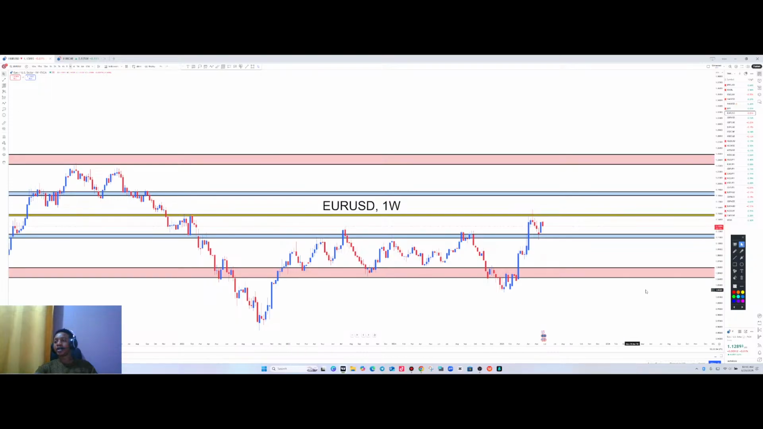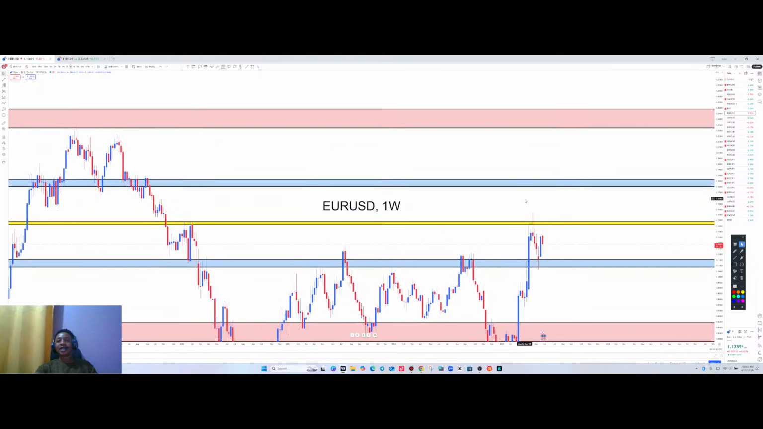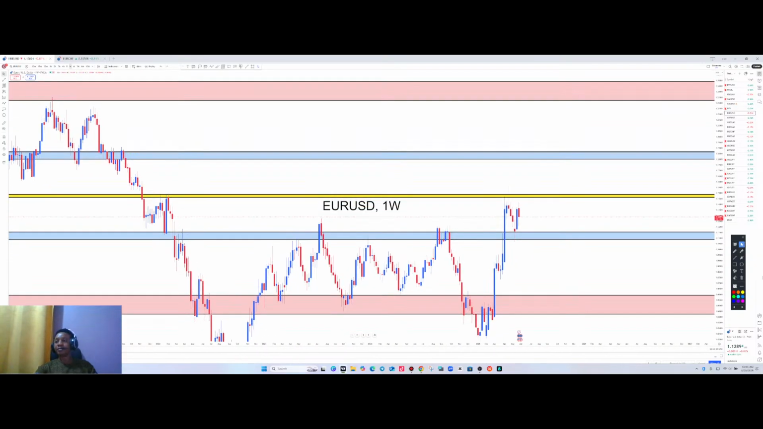Okay, so this is also the weekly time frame of EUR/USD. On the weekly time frame, we have the weekly mid-range zone. On the weekly, we can see an uptrend. Why? Because when price broke above the equal highs, it has given us a new higher high, and also a new higher low here. So we move to the upside.